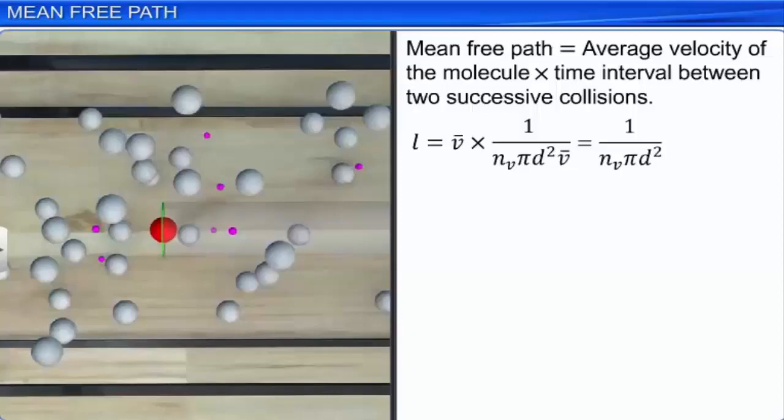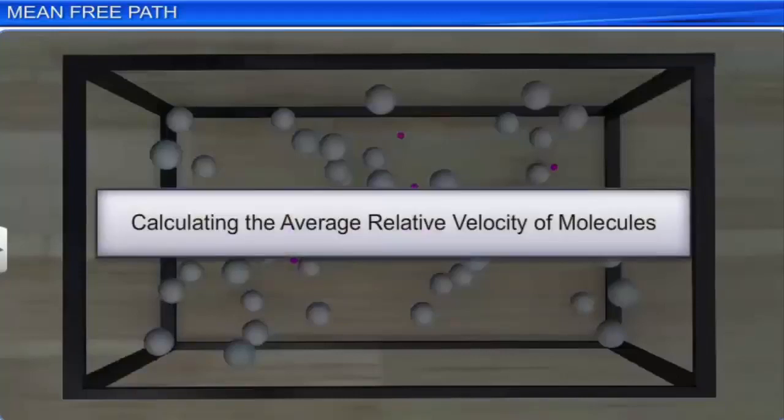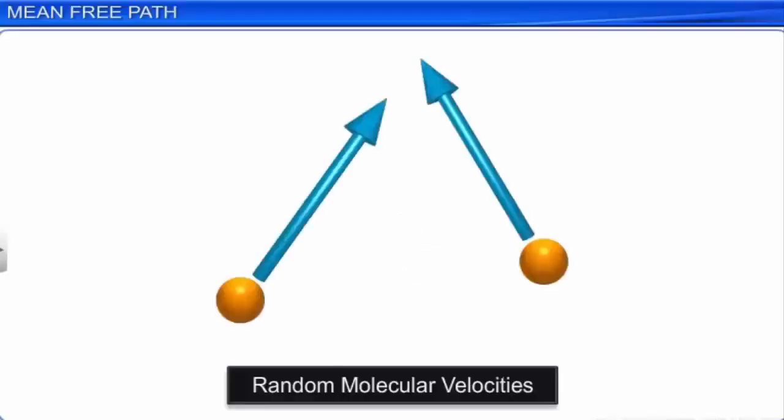While deriving this expression, we have not considered the motion of the other molecules. If the motion of the other molecules is considered, then, while calculating the collision rate, the average relative velocity of the molecules needs to be taken into account. Now, we will calculate the average relative velocity of molecules. Let us consider two molecules moving with velocities v1 and v2 in different directions.